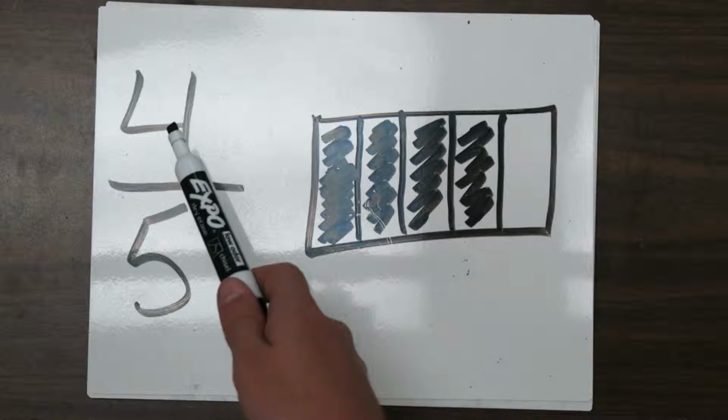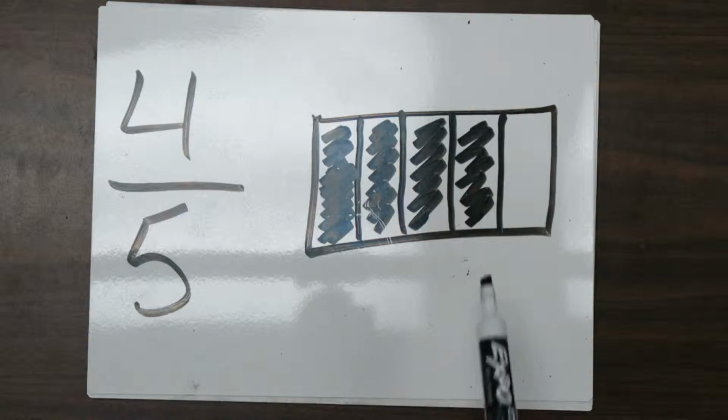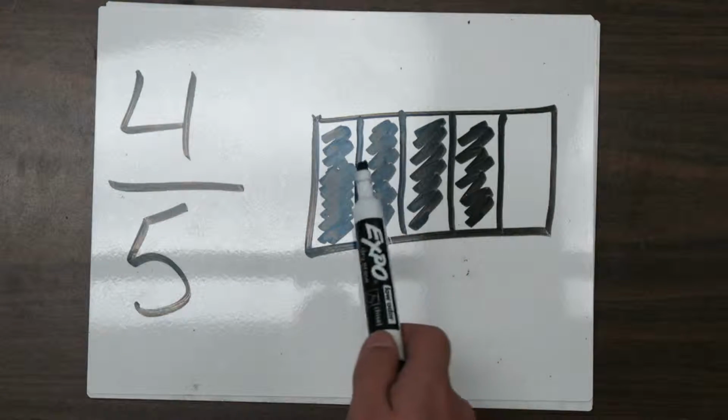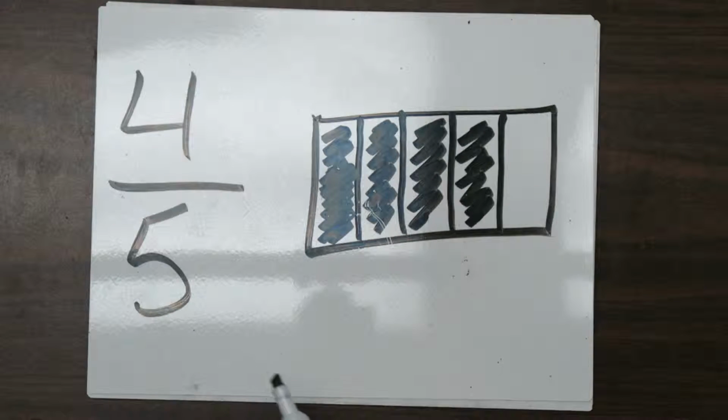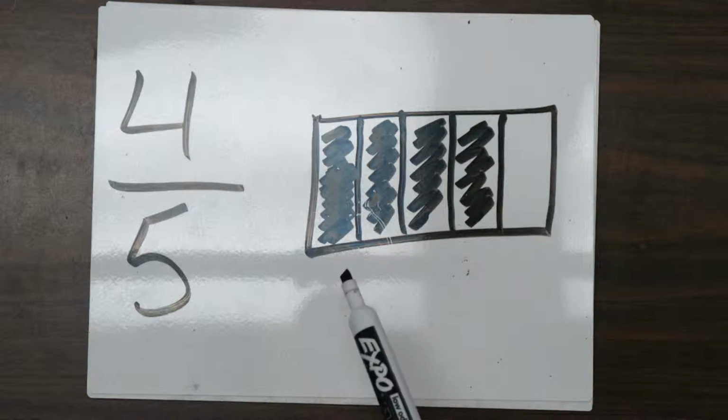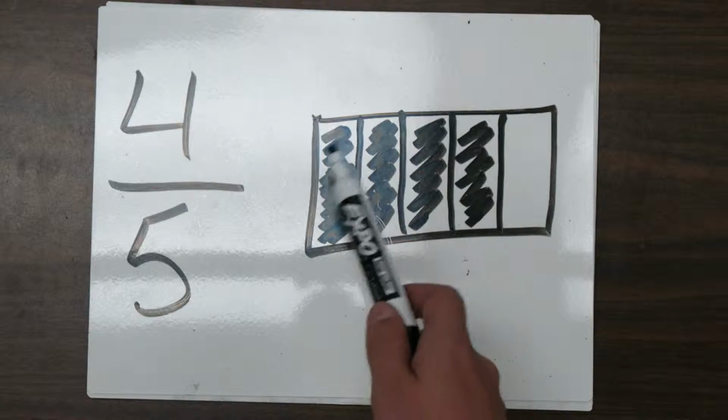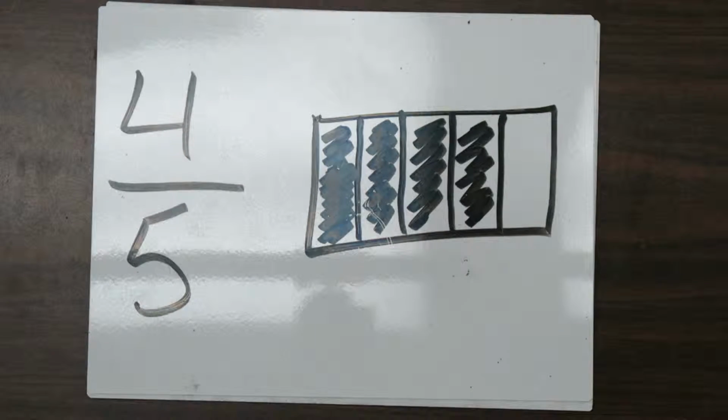So here's another example. My numerator is 4, my denominator is 5. I have 5 total parts, 1, 2, 3, 4, 5, yep. And 4 of those parts I actually have, or they're shaded in, so 1, 2, 3, 4, perfect.